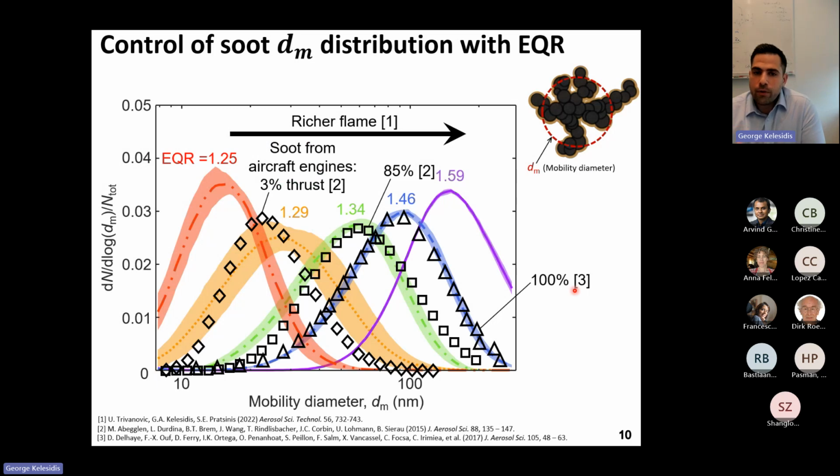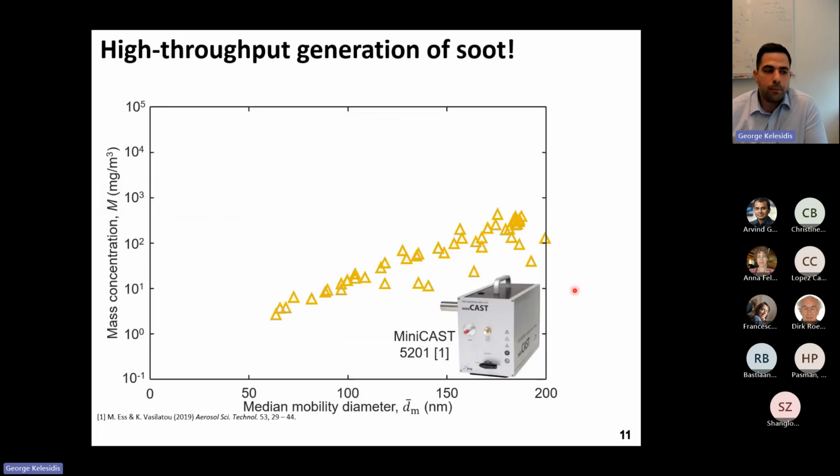But a big advantage of this flame reactor is its high throughput. To explain better what I mean, I'm presenting on the right-hand side the mass concentration that we obtained as a function of the median mobility diameter of soot nanoparticles that have been generated at different combustion conditions. As a benchmark, I have included the mass concentrations that have been obtained for soot nanoparticles generated using a commercial mini-cast generator. This is essentially a diffusion propane flame, and this is the standard device that is commonly used by many aerosol and combustion laboratories across the world.